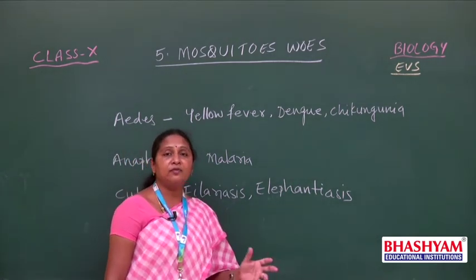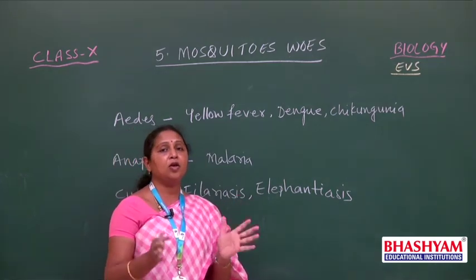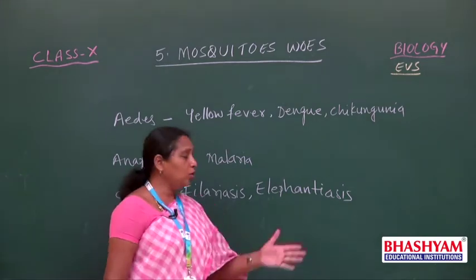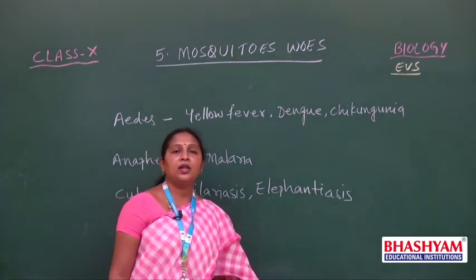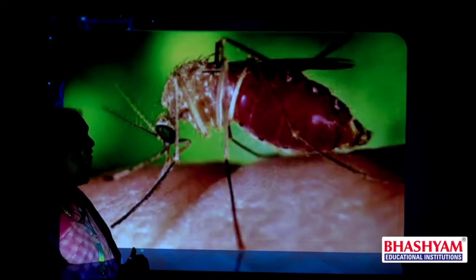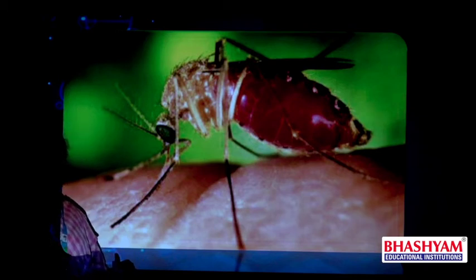Elephantiasis means that when you see someone's leg, either one leg or both legs, the normal shape and size has completely changed. It looks like an elephant's leg, so that condition we call elephantiasis. So dear students, this is the structure of a mosquito. Mosquitoes cause a number of problems in human health.